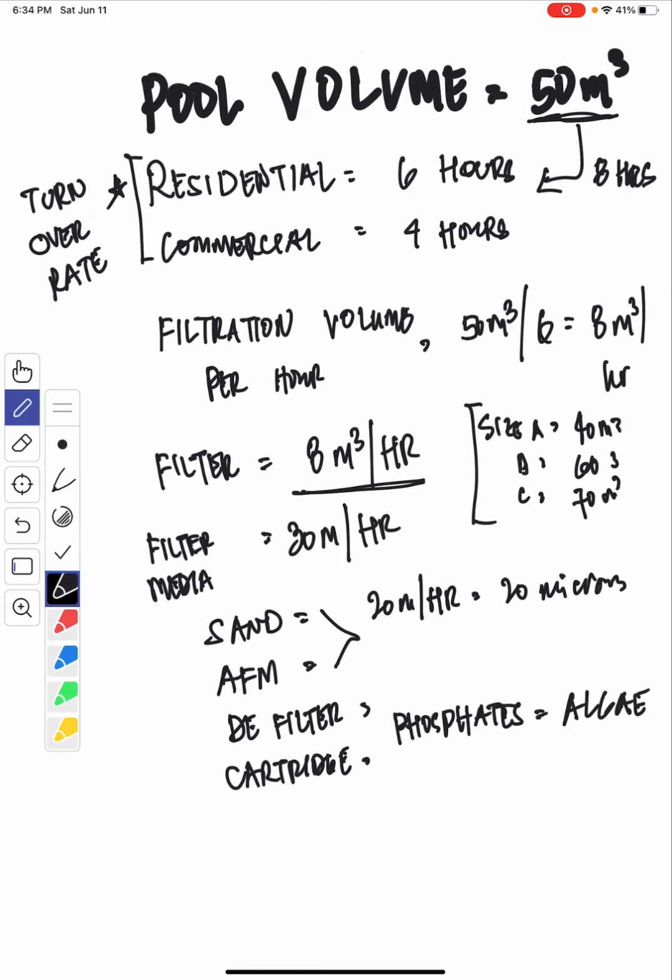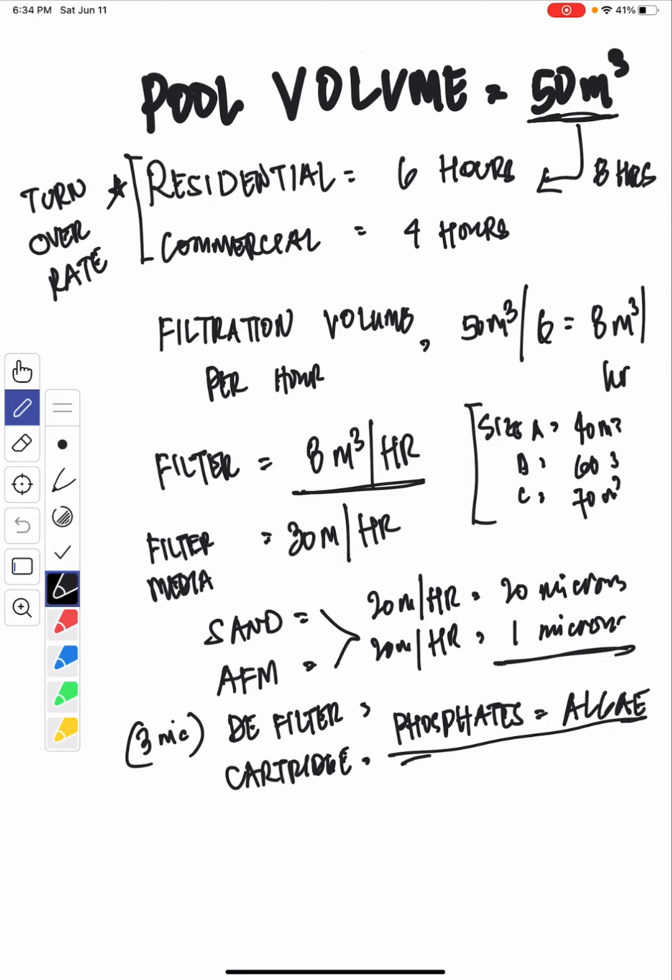AFM at 20 meters per hour provides a filtration quality of 1 micron, so the water is going to be a lot clearer with AFM. DE filter also provides a filtration quality of 3 microns, but the problem is it doesn't remove phosphates. Therefore, you cannot do algae control.